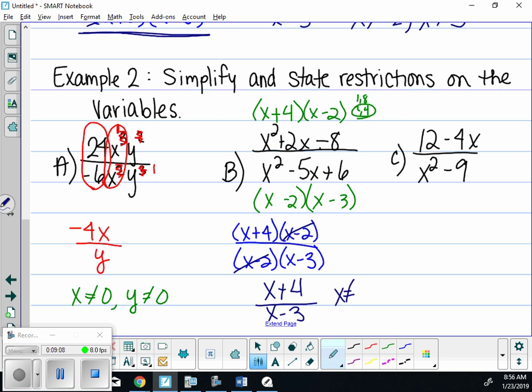And x can't equal 2. And x can't equal 3. So it can't equal 2 because of this one, and it can't equal 3 because of this one.